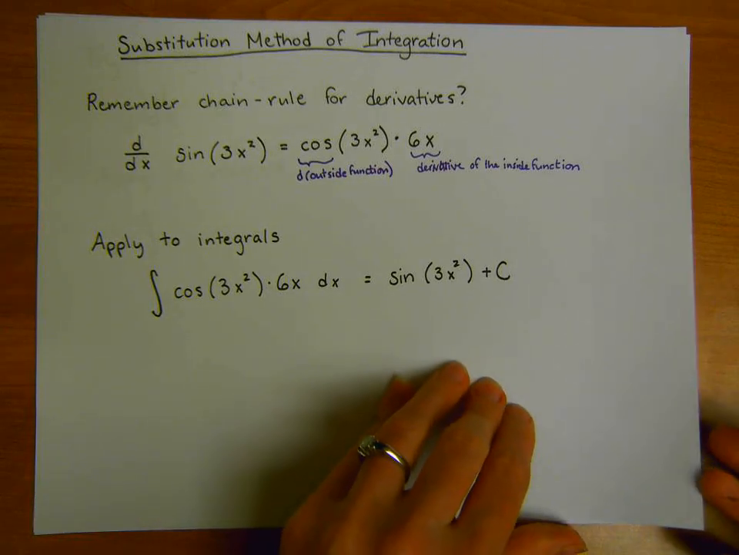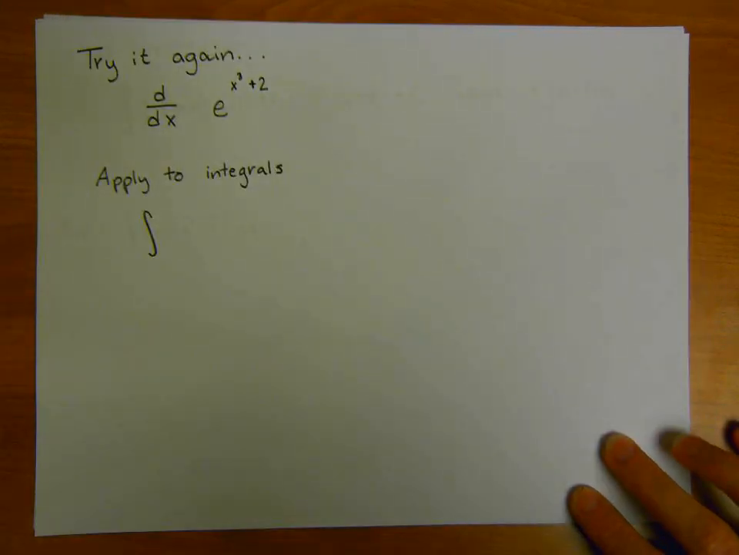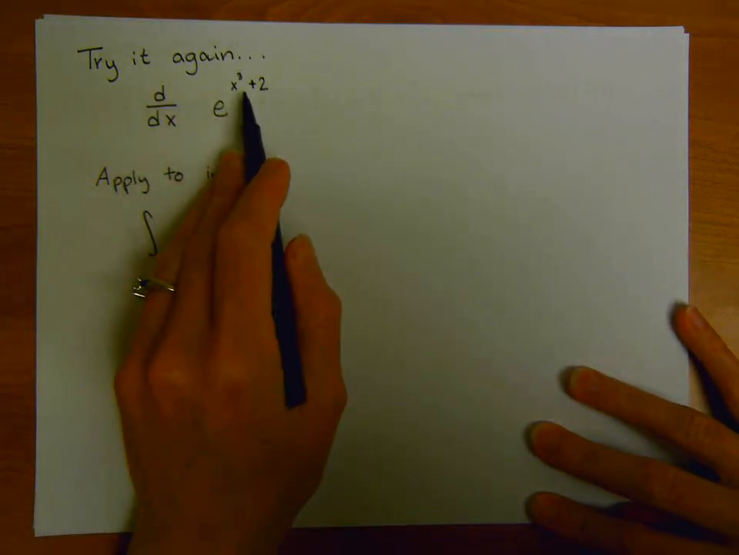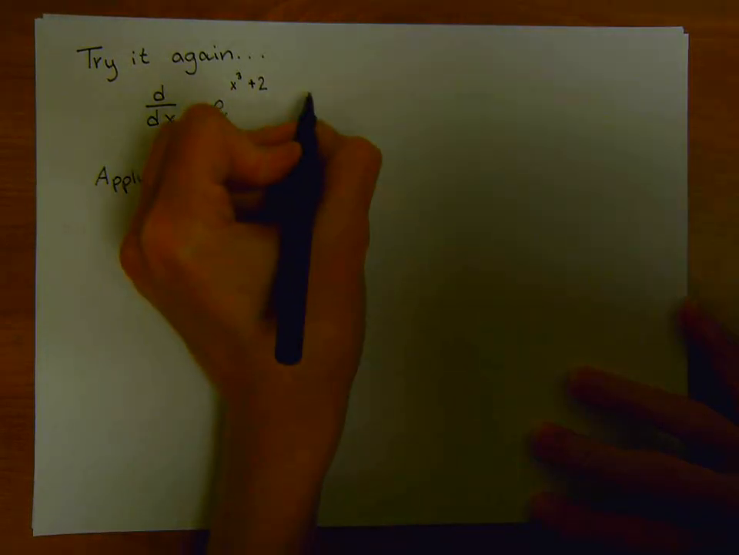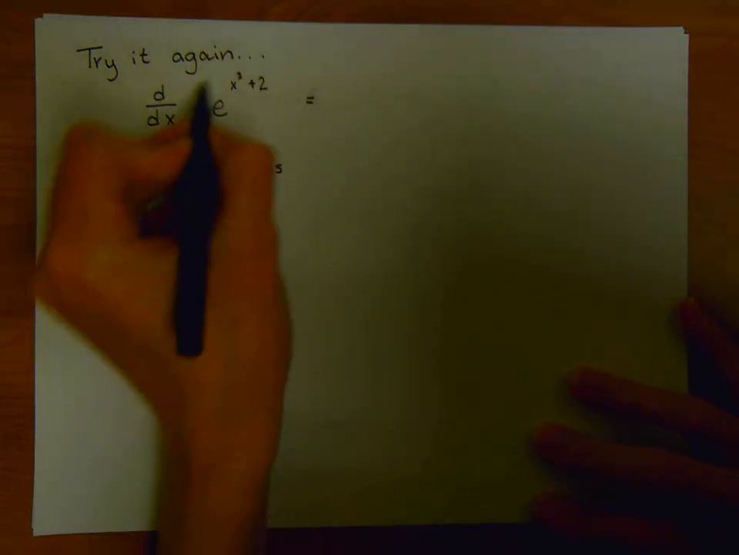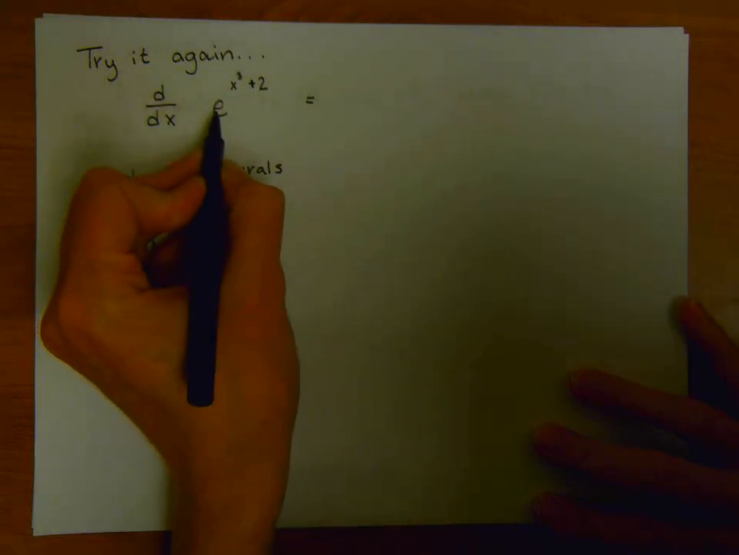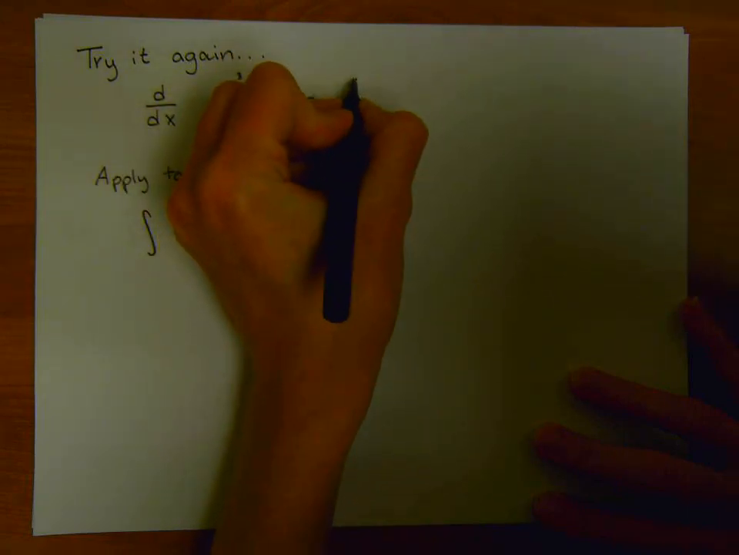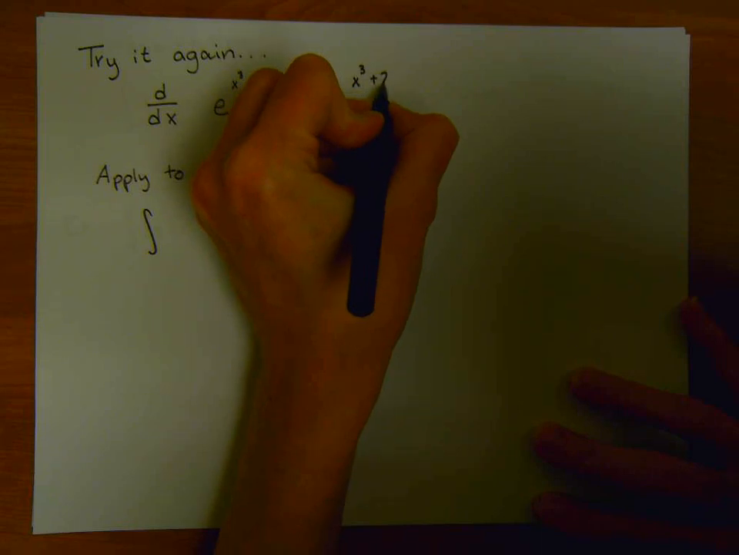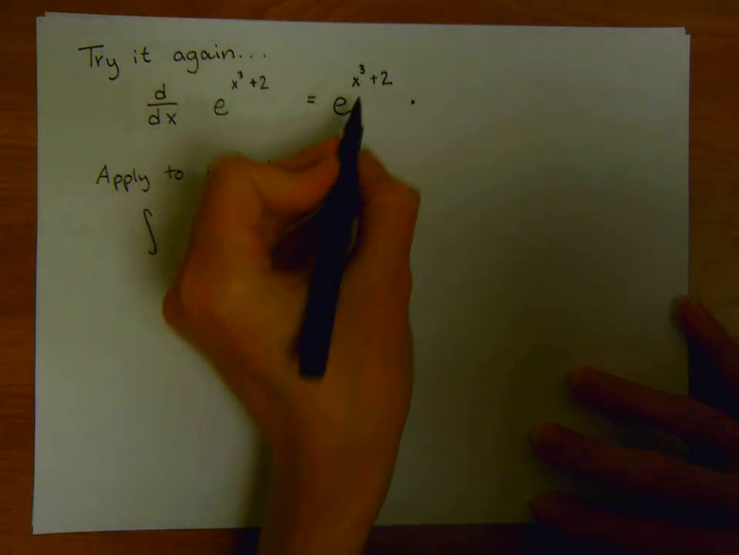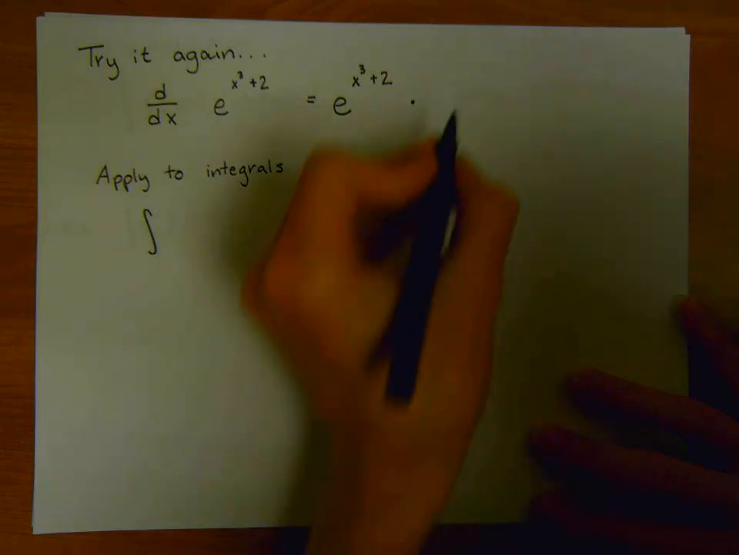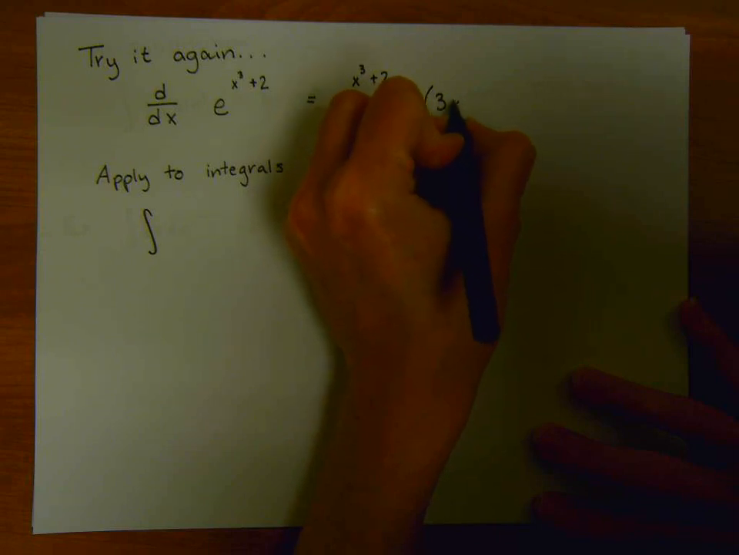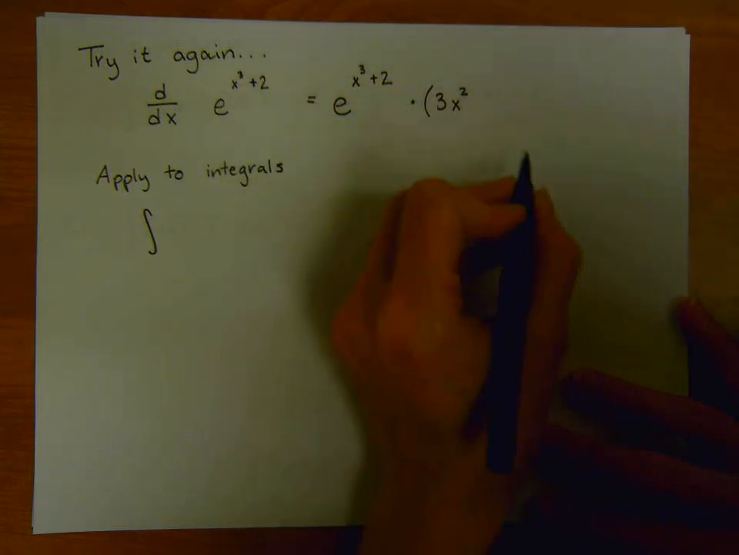Let's see a second example that goes over the same thing. Suppose we want to take the derivative of e raised to the power of x cubed plus 2. Again, by chain rule, it's the derivative of the outside function. In this case, the derivative of e to the x is just e to the x, but instead of x, I actually have this messy function x cubed plus 2. And by chain rule, I have to multiply by the derivative of that exponent. The derivative of x cubed is 3x squared, and the derivative of the constant 2 is 0.